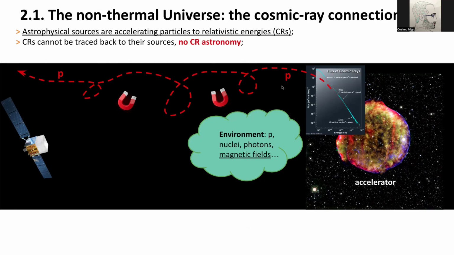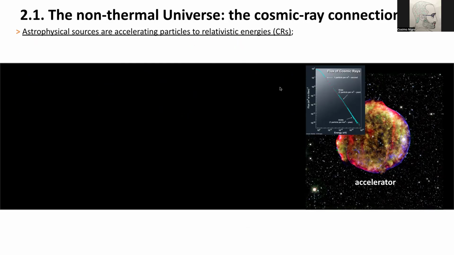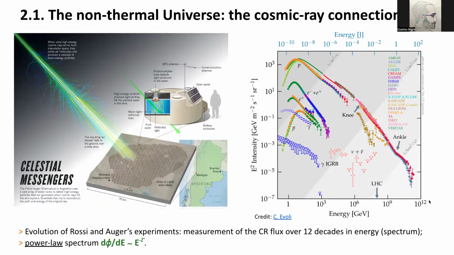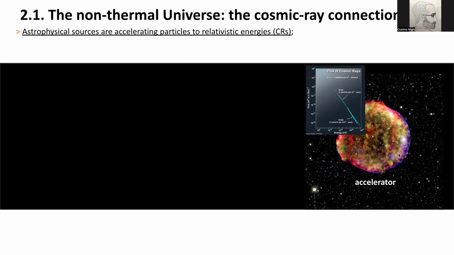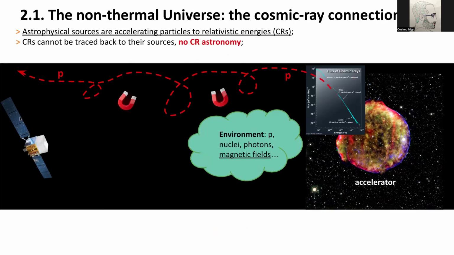So the problem is that even if we can detect the cosmic rays from the universe at large, from all the sources in the universe, we cannot pinpoint which sources are producing cosmic rays, right? Because the protons will have these helical trajectories. But on the other hand, the environment that is distorting this trajectory is rich in many materials that can be protons, nuclei, photons, or magnetic fields.